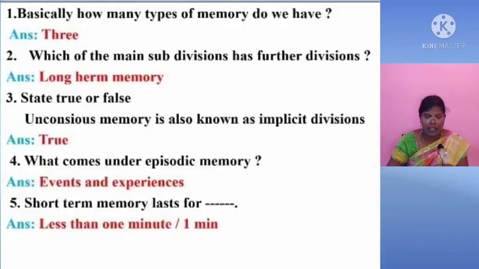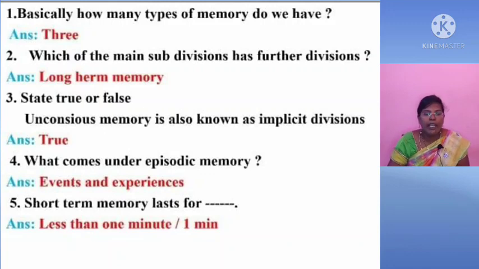In this diagram we have questions. That diagram has 5 questions. First question is, how many types of memory do we have? We already discussed it just now. That is nothing but 3 types of memories. Okay? The answer is 3.